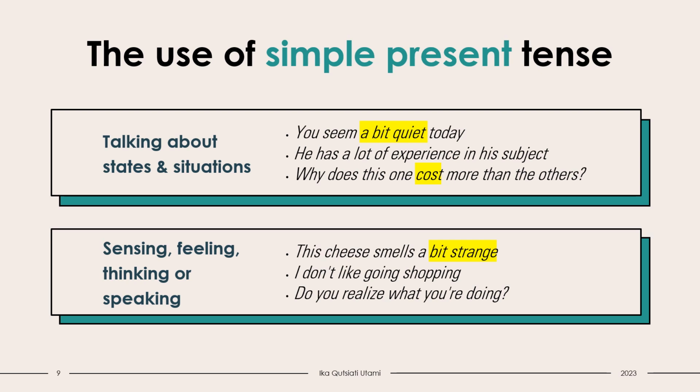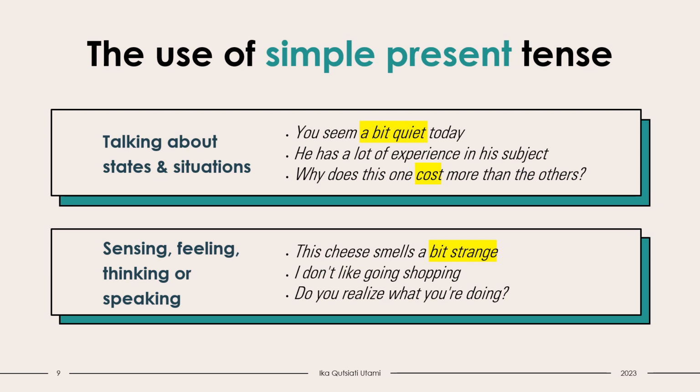Many verbs which describe states like seem or cost can only be used in the simple tense. They don't exist in the continuous tense. Again, you can see the same idea of something which is true not just now, at this moment, but also in the future and the past. If you say he has a lot of experience in his subject, that means that he had a lot of experience last week and he will have a lot of experience next week. And it's not just about this moment.